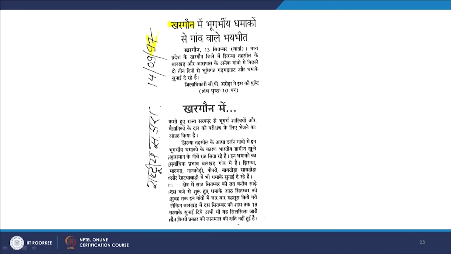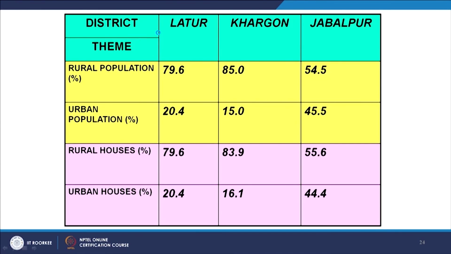This Jabalpur earthquake occurred in 97. I was forgetting the year. And later on, of course, luckily the earthquake did not occur. So in summary, this shows that rural population is this much and urban population is this much in different districts. If you compare with Jabalpur, they are in the worst situation, especially Khargon, where seismologists thought rural houses were about 84%. Just compare that with roughly 56% in Jabalpur, and 79% or 80% in Latur, where thousands of people died.